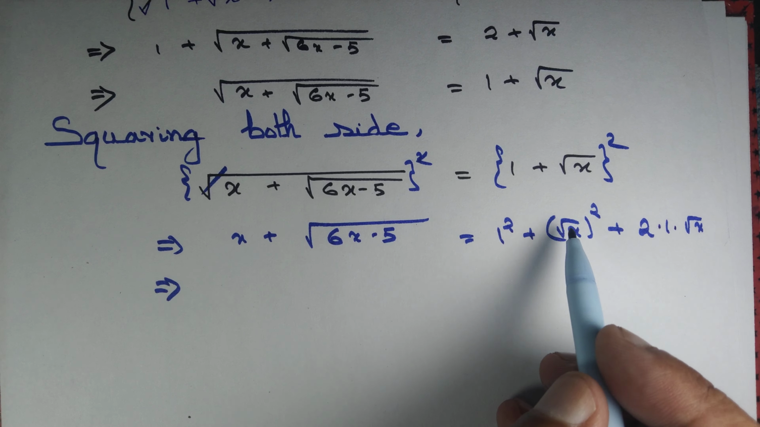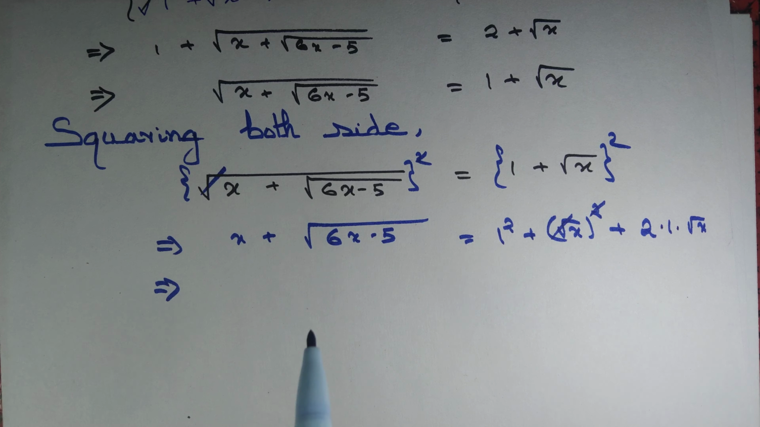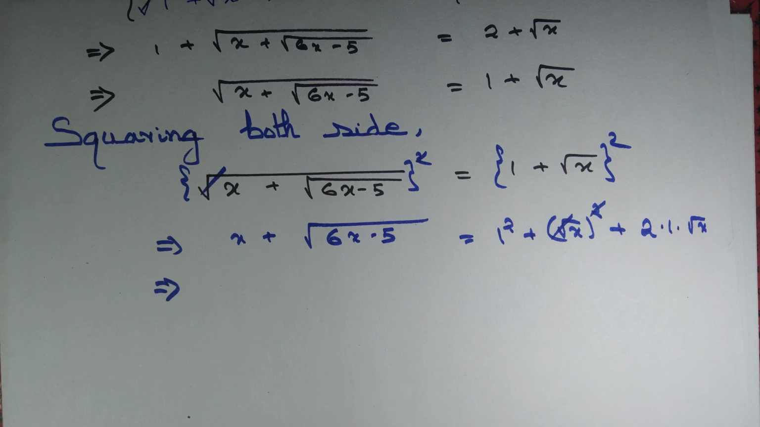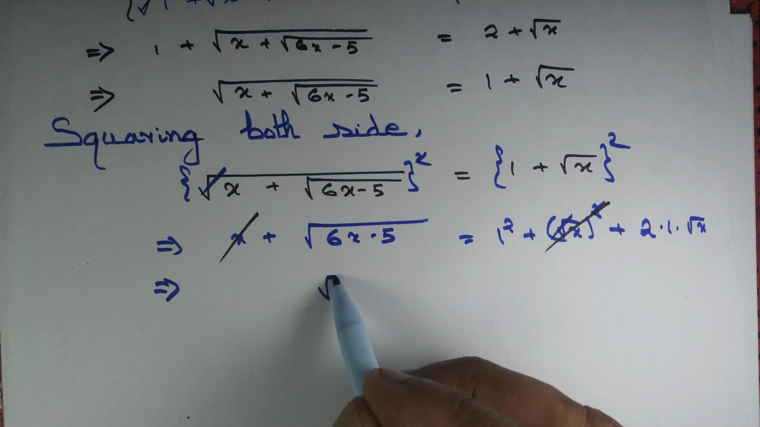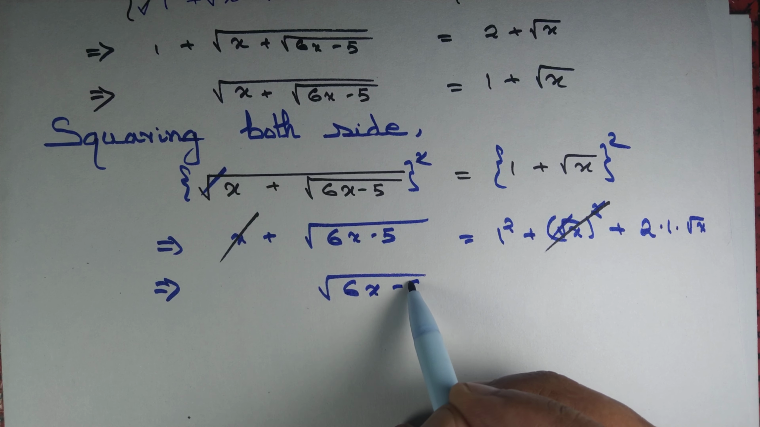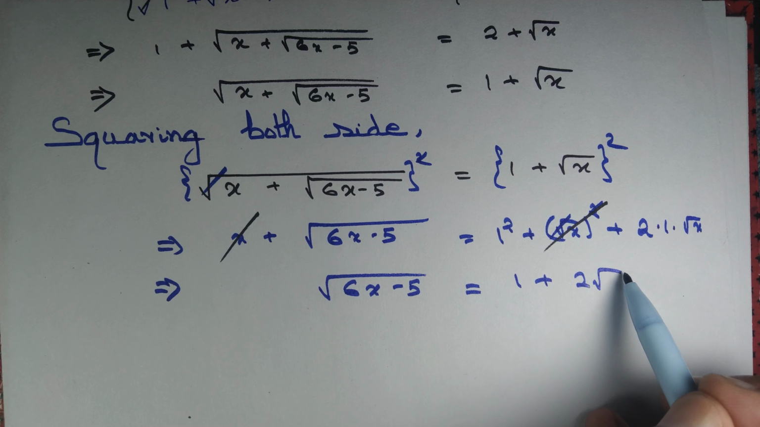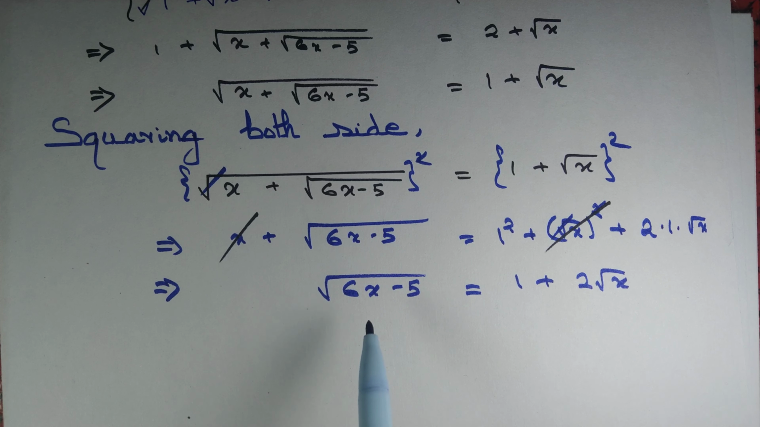Once again, root and square will get cancelled and we'll be left with simply x, and x can be cancelled. So x and x will get cancelled. So we are left with the expression square root of 6x minus 5 equal to 1 plus 2 root x. Well, if we want to remove the root, we need to square it once again.